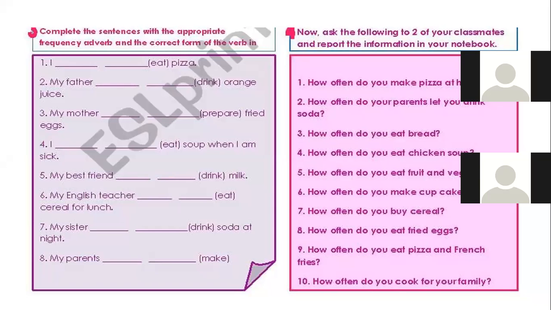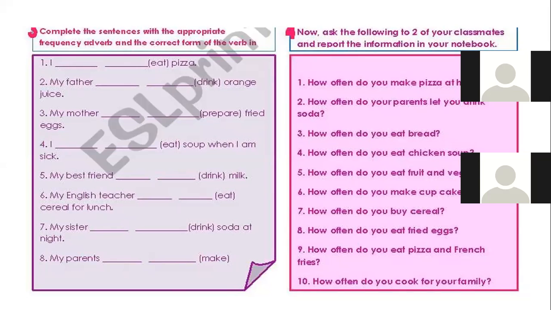Okay. Ask me, Morena. How do your parents let you drink soda? My parents never drink soda because they are diabetics. They suffer diabetes. Diabetes. Okay.